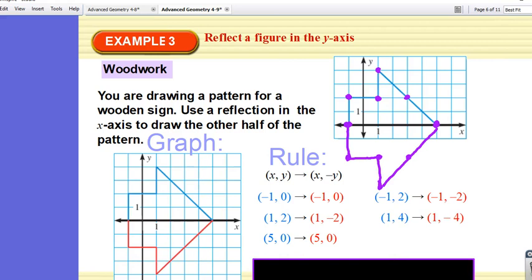You can also use a rule. So when you're reflecting over the x-axis, your x value stays the same, opposite y. X value stays the same, so 1, 2 becomes 1, -2. 1, 4 becomes 1, -4. 3, 2 becomes 3, -2. So the rule is same x, opposite y. Make sense?